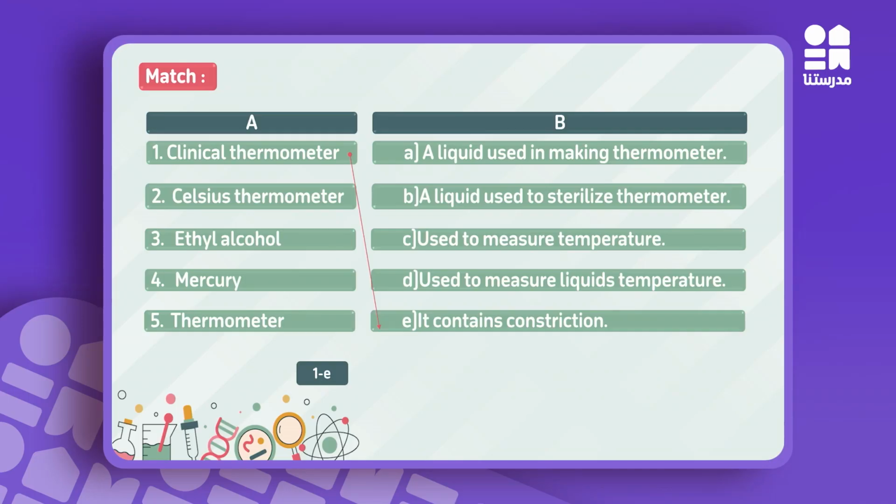Question number 2, Celsius thermometer. Celsius thermometer didn't have a constriction. Its scale was starting from 0 to 100 degrees, but it had a use. It was used in measuring the temperature of liquids or water. Let's look here. Liquid, no. Used to measure temperature in general, also no. Used to measure liquids temperature. Yes, this is the right answer. So 2 is matched with D.